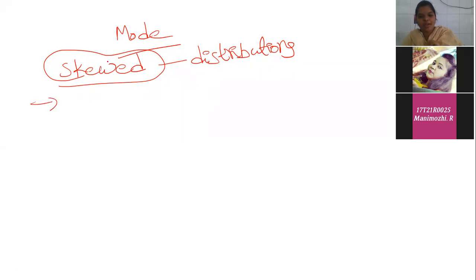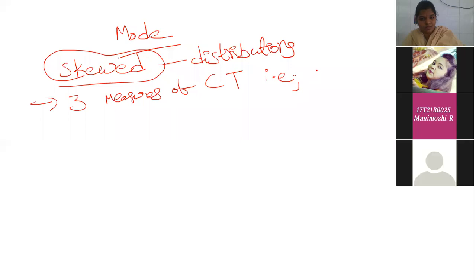Ma'am, you just write down one point: the three measures of central tendency. What are those? Mean, median, and mode. In a normal distribution, mean, median, and mode will coincide with the highest point.